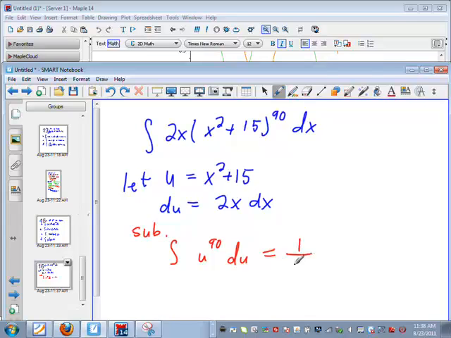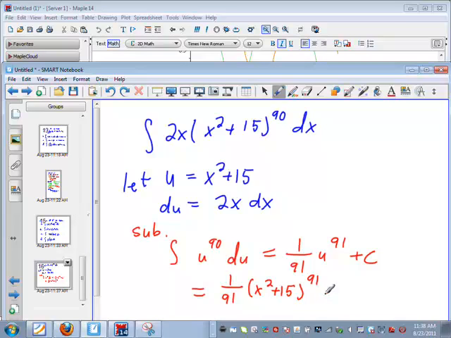This is 1 over, add 1 to the power, divide by it, 1 over 91 u to the 91st plus a constant. This is equal to 1 over 91 times x squared plus 15 to the 91st plus a constant. I'll take questions.